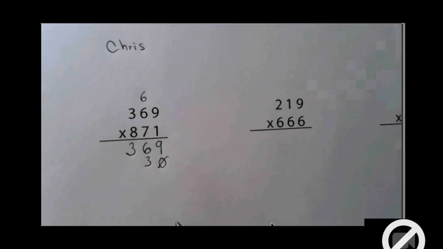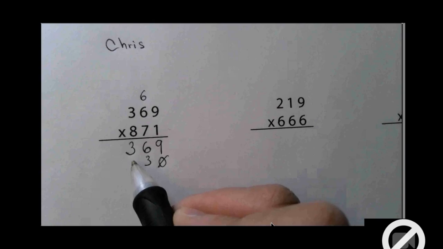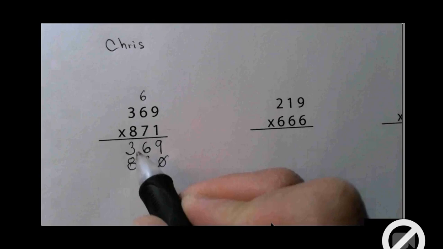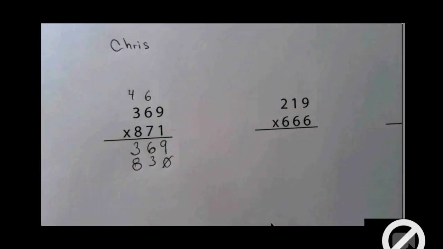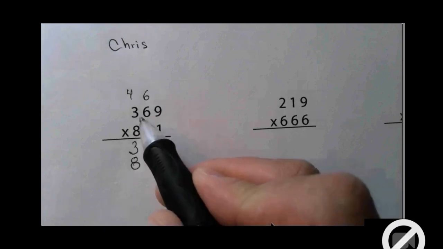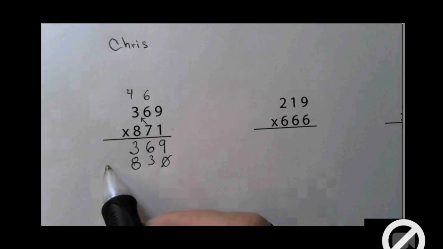Good job. And 7 times 6 is 42. Plus 6 is 48. All right. So you write the 8 here, and you carry the 4. Okay, what do you do next? Then I multiplied 7 times 3, and I got 21. Plus 4 is 25.